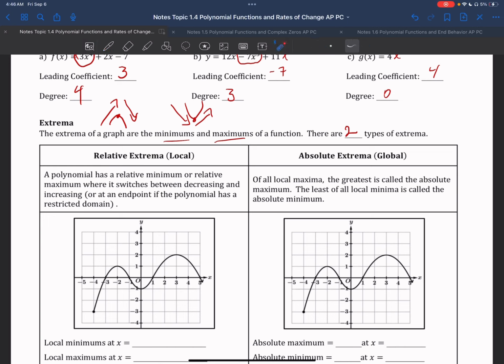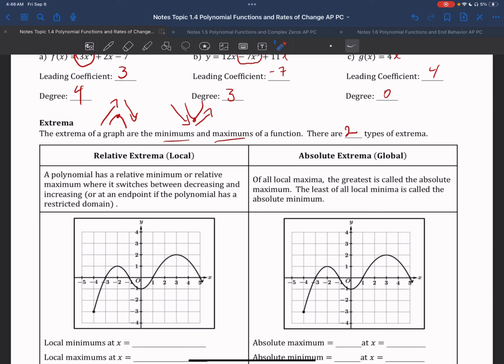And then if you have a restricted domain, the endpoints will also be a relative extrema. Keep that in mind. So these two will happen in the middle of the graph when you see that change, and then the other option could be an endpoint like you see here.